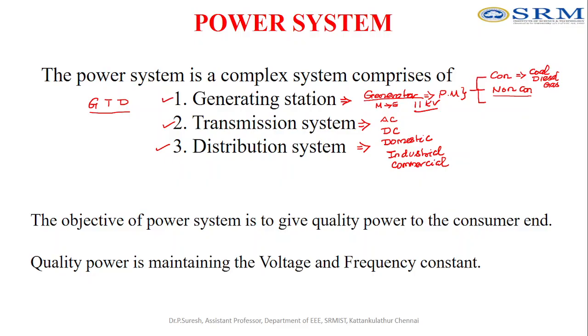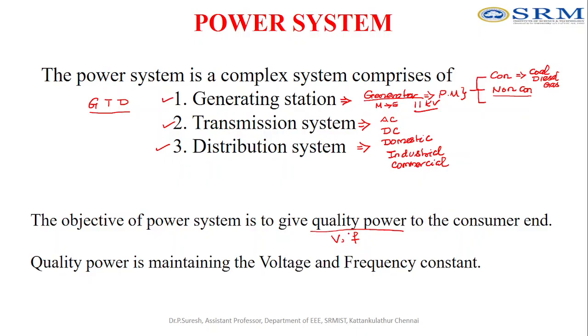But what is the main objective of the power system? It is not just giving power to the consumers, but it should obey some rule. The objective of the power system is to give quality power to the consumer. What is the meaning of quality power? Quality power means giving constant voltage and constant frequency. These two things are to be maintained whenever we are giving AC power.